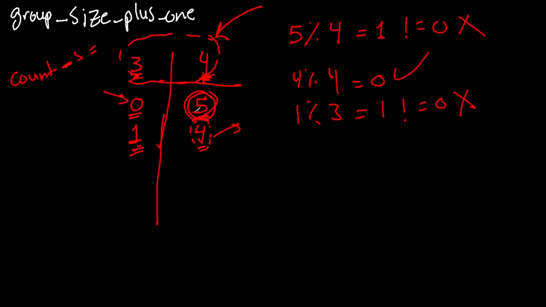So here 5 0 didn't work, 4 1 didn't work, then we tried 3 2, 3 mod 4 is not 0, so we try 2 3, 2 mod 4 is not 0, 1 4, 1 mod 4 is not 0, 0 5, 0 mod 4 is 0, but 5 mod 3 is not 0, and this tells us that group size 3 doesn't work.